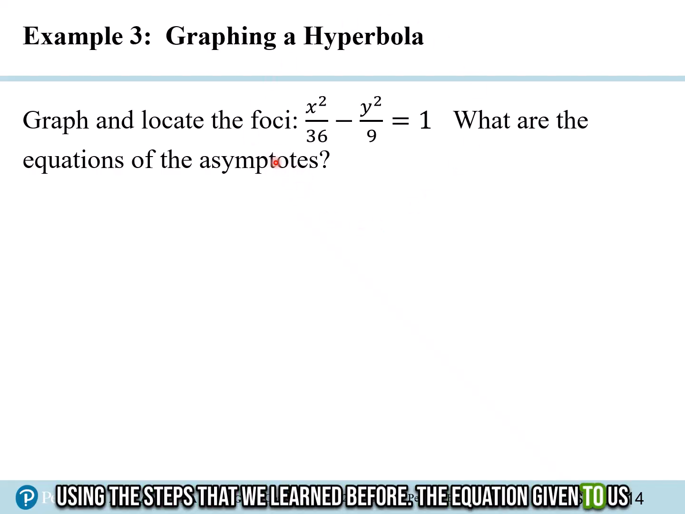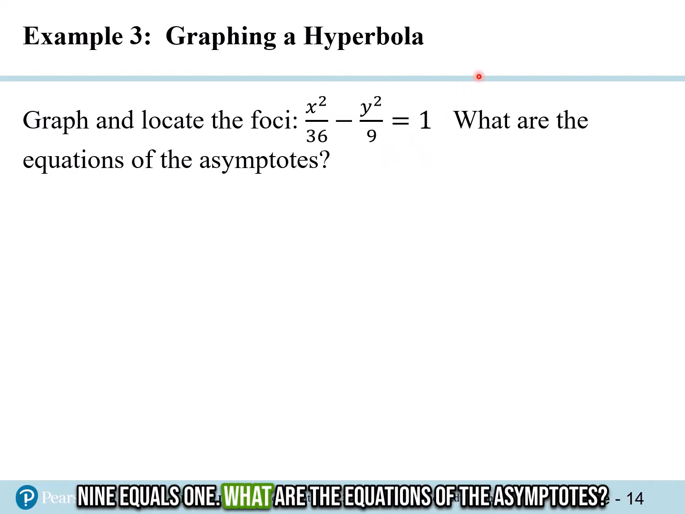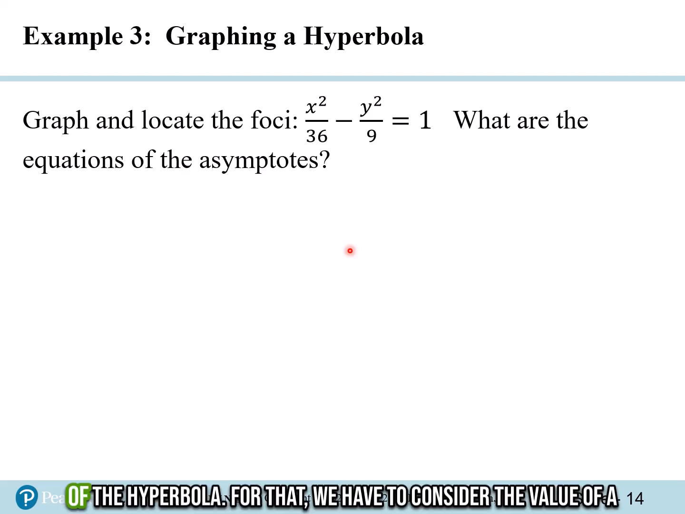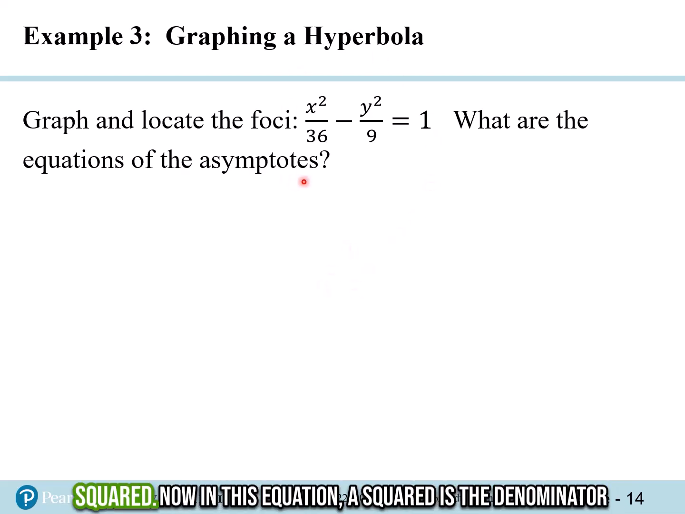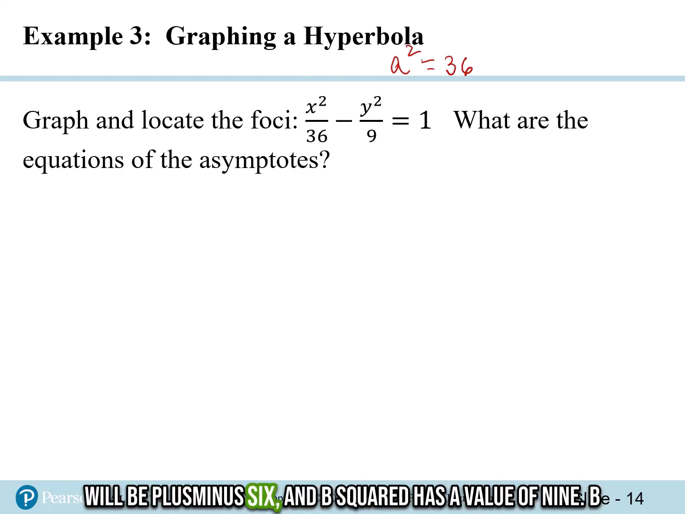Let's work through an example of graphing the hyperbola using the steps that we learned before. The equation given to us is x squared divided by 36 minus y squared divided by 9 equals 1. What are the equations of the asymptotes? However, we will first start by locating the vertices of the hyperbola. For that, we have to consider the value of a squared. Now, in this equation, a squared is the denominator of x squared. Therefore, a squared will be equal to 36, a will be plus minus 6, and b squared has a value of 9.